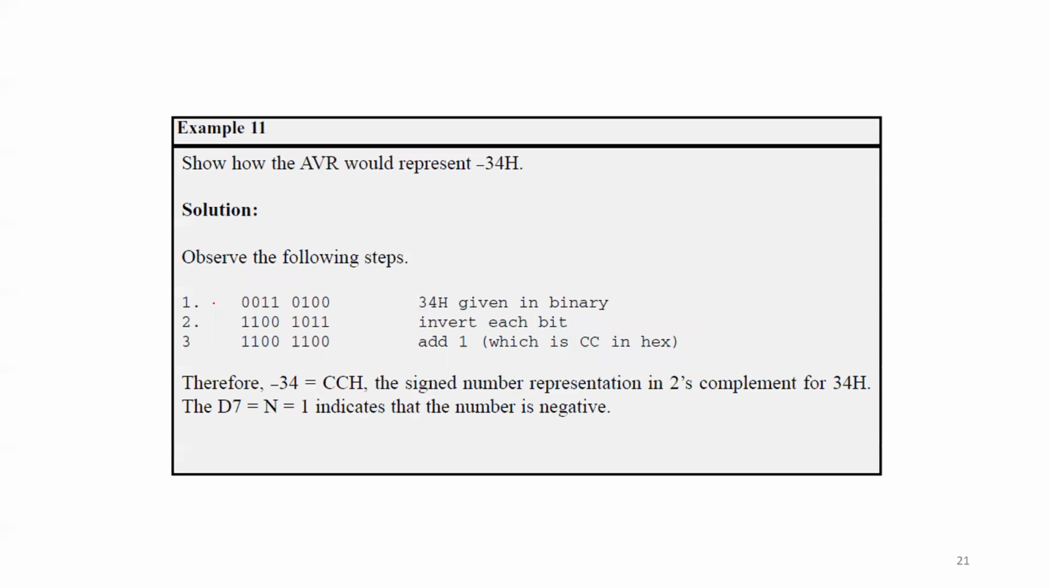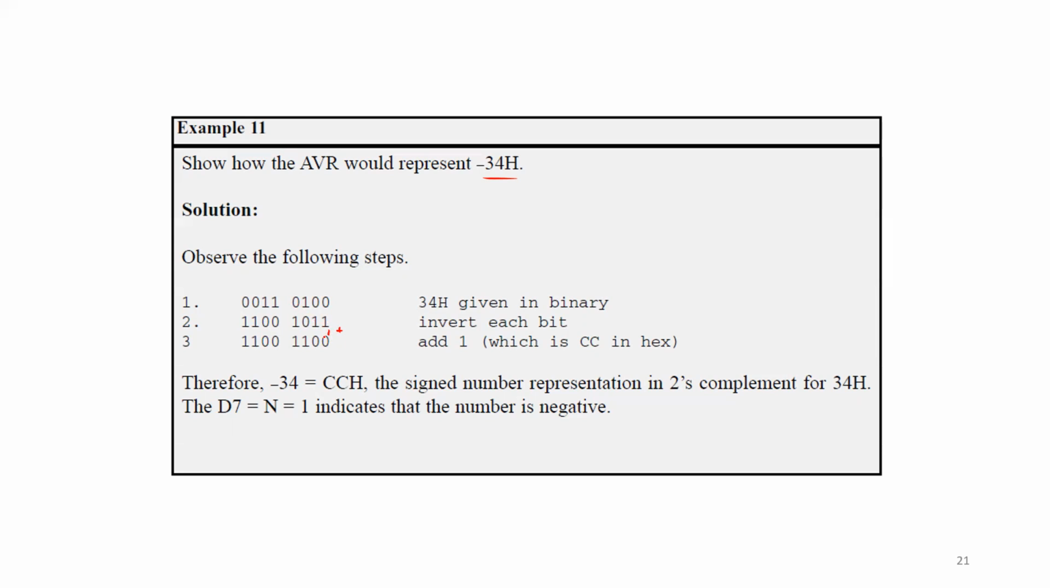Let's see another example. We would like to represent -34. So how is AVR representing this number? Again, 34: first nibble is 4, second nibble is 3. So 4 is nothing but 0, 0, 1, 0, and 3 is 1, 1, 0, 0. Firstly, make the complement. So each 0 will be converted to 1, and each 1 will be converted to 0.